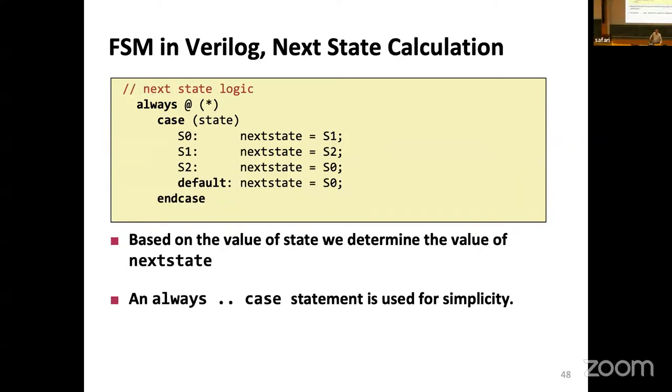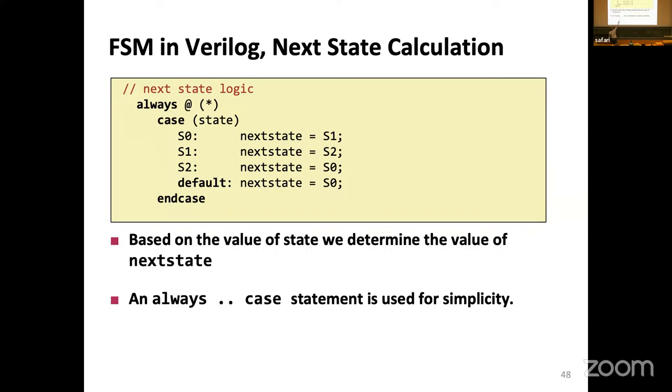Now, next part, next state calculation. What did we say? Based on the value of state, we determine the value of next state. There are also inputs sometimes. In this example, there were no inputs. So this calculate next state just looks at the present state, does a combinational logic, and prepares the next state. So we look at the state, and now the case statement is great.